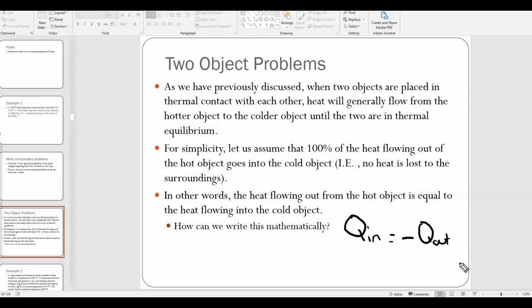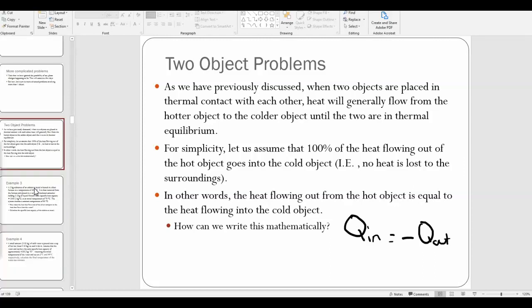I will tell you though that if you get those two switched in this equation, it honestly doesn't make a difference. Okay, as long as you're consistent with everything, what you put for Q in and what you put for Q out isn't really going to change your answer for everything. Right, so don't lose sleep over that. But let's take a look at some examples so we know what we're looking at here.